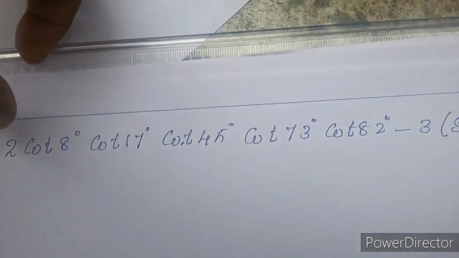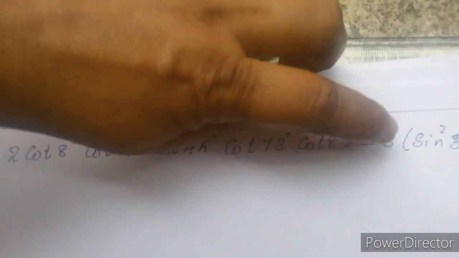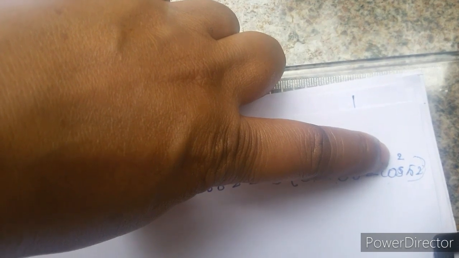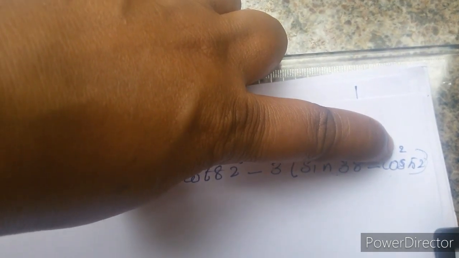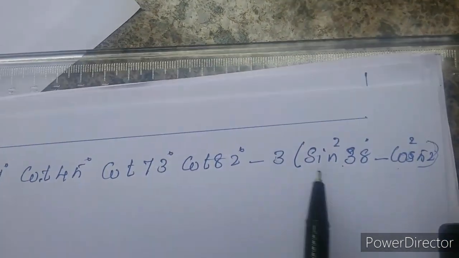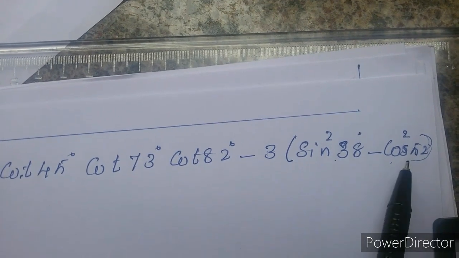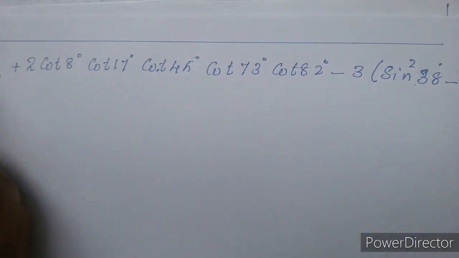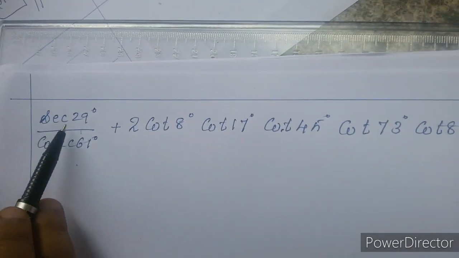So here 2 into 1 minus 3 into sin square 38 minus cos square 52. We know cos 52 means sin 38. Therefore here we will get sin square 38 minus sin square 38 equal to 0. So 3 into 0, 0 we will get. So the answer will be 3.